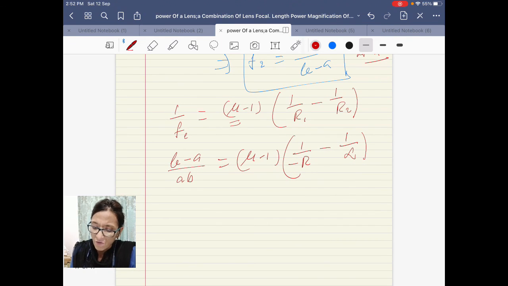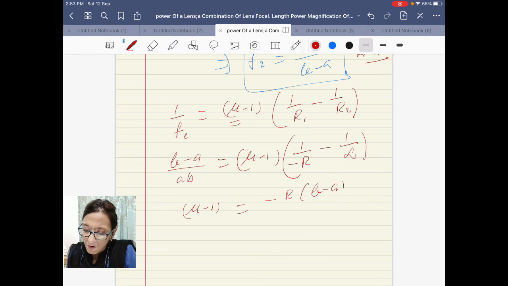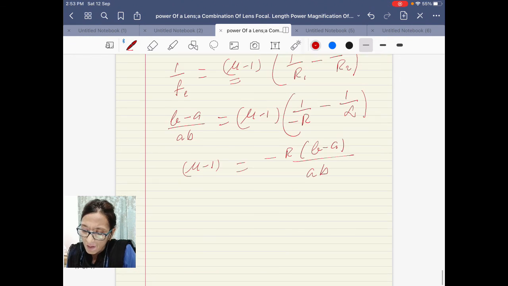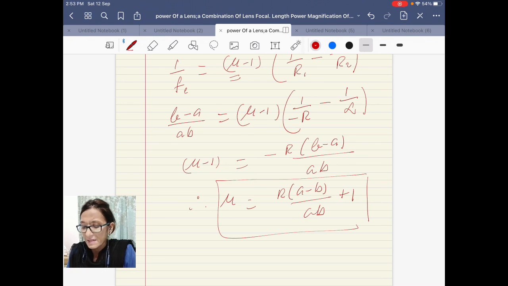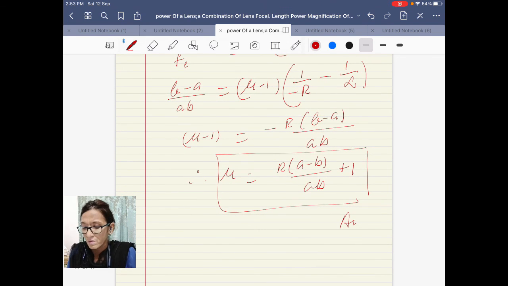Now simplify this and find the value of the refractive index. So mu minus 1 is equal to minus R, since here 1 by infinity is equal to 0. Any number divided by infinity comes equal to 0. So minus R will be multiplied with B minus A divided by AB, and therefore mu is equal to R into A minus B by AB plus 1. So this is the refractive index of the material of the liquid lens. So I conclude.